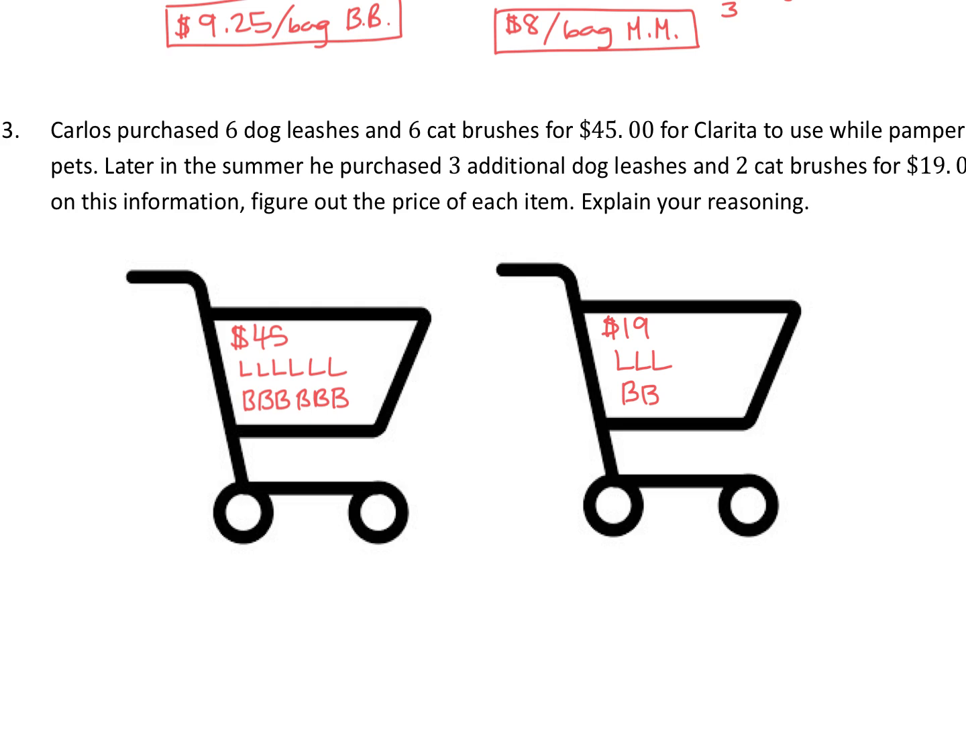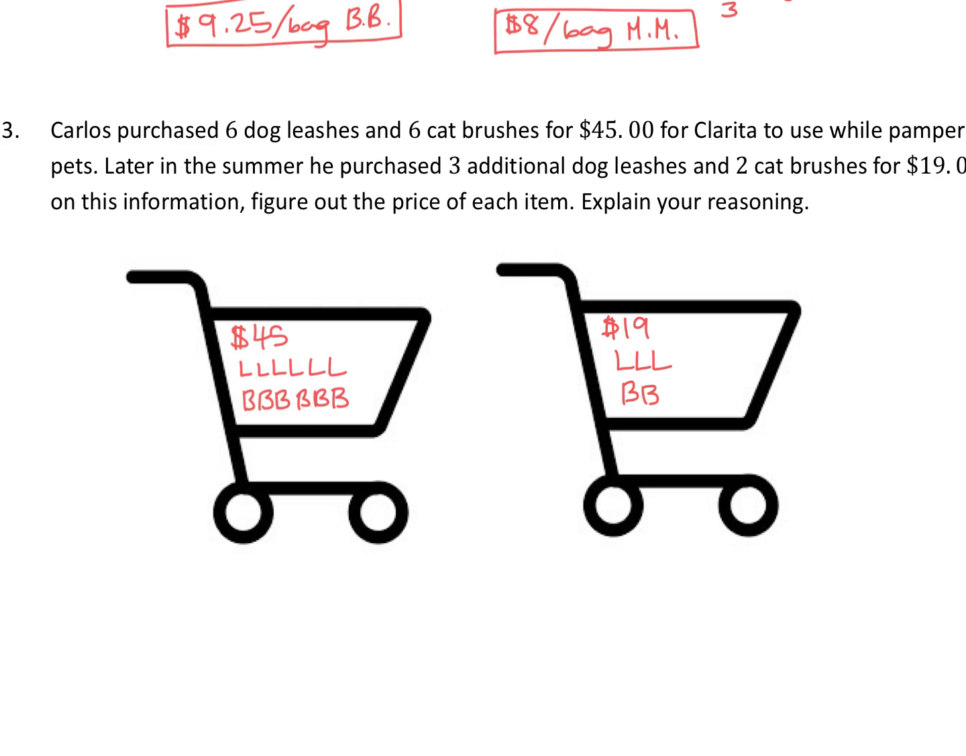We could even say in the first shopping trip, he bought triple the cat brushes than in the second. So let's use that information to help us compare, right? Because it really helps if one of the items is the same to help us find the price of individual items. So why don't we double our second cart, and that will let us compare the leashes. The leashes will be the same, and whatever's left over must be cat brushes.